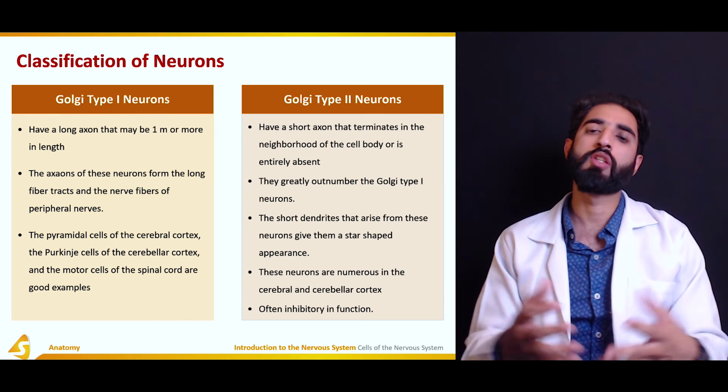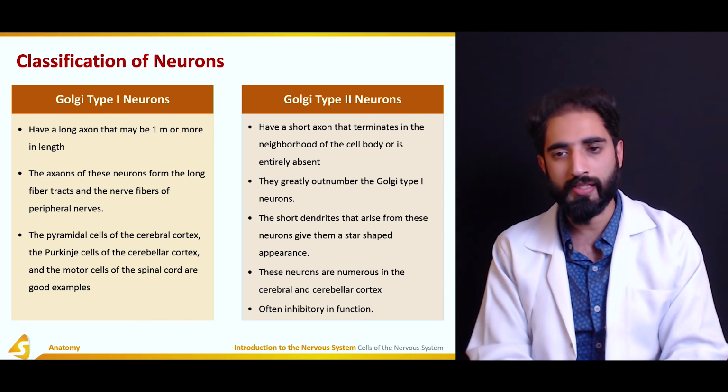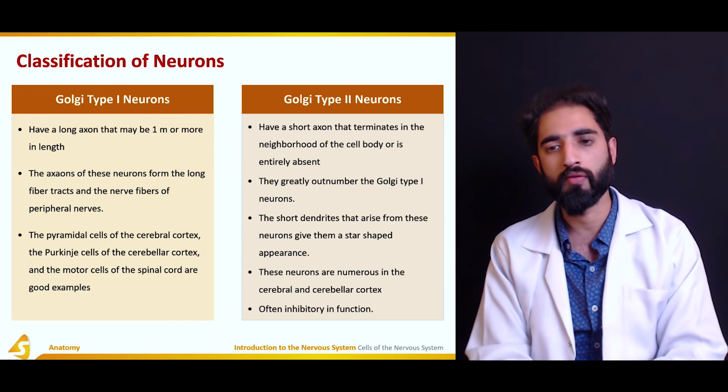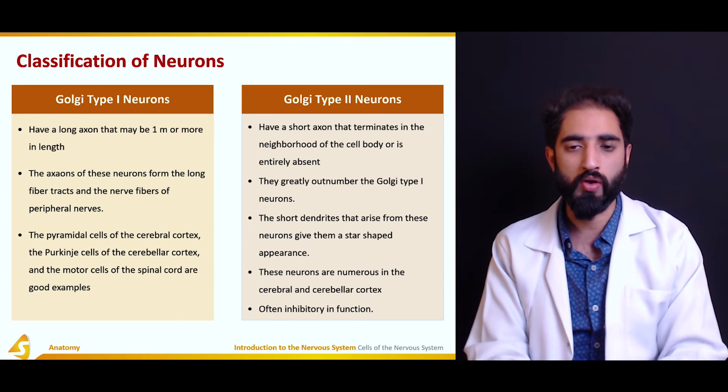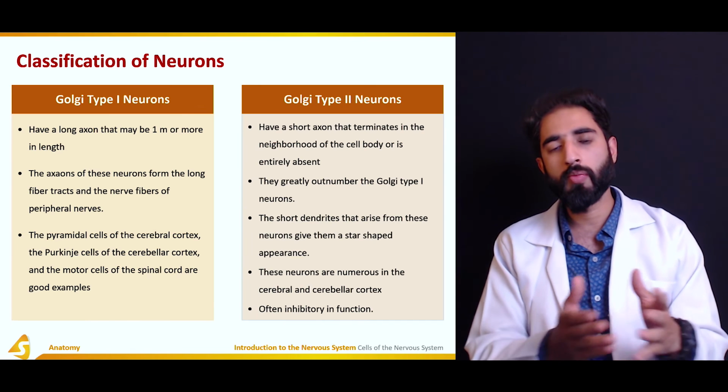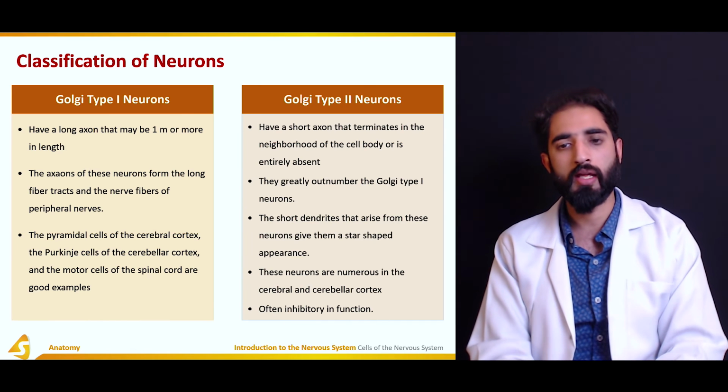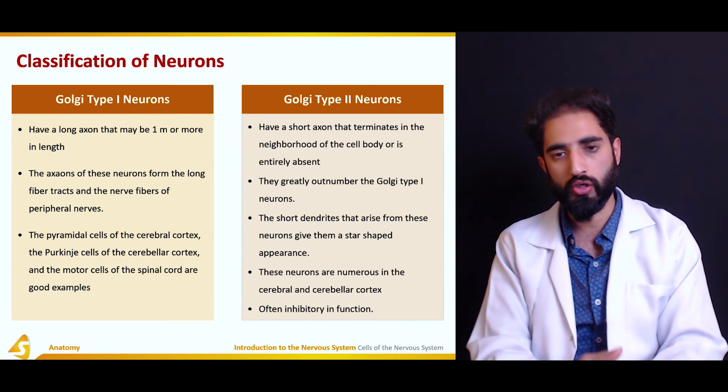And there are the Golgi type 2 neurons, which have a very short axon that terminates in the neighborhood of the cell body or is entirely absent as well. So this is also a possibility. They greatly outnumber the Golgi type 1 neurons, so it means they are much more numerous.